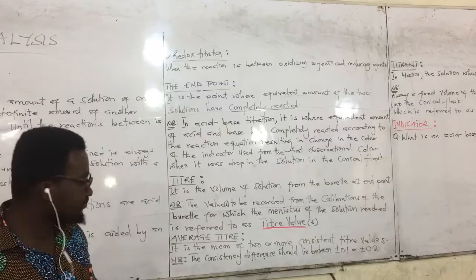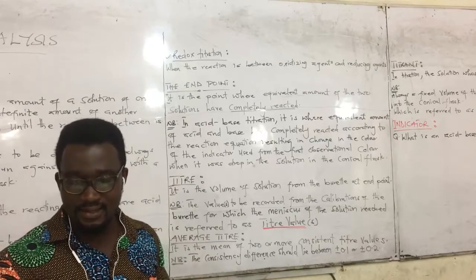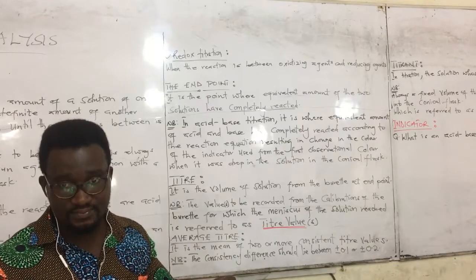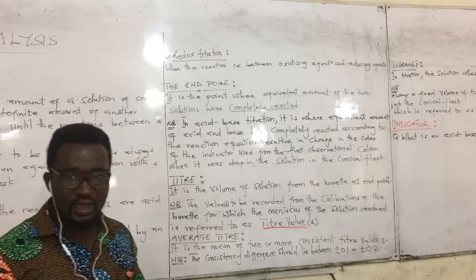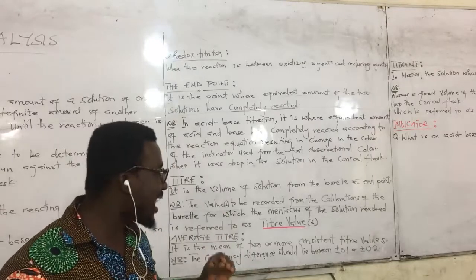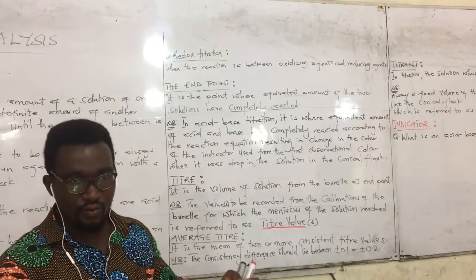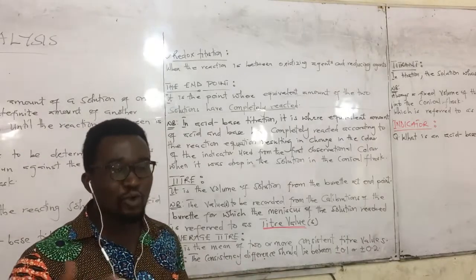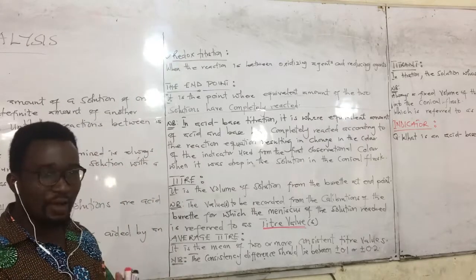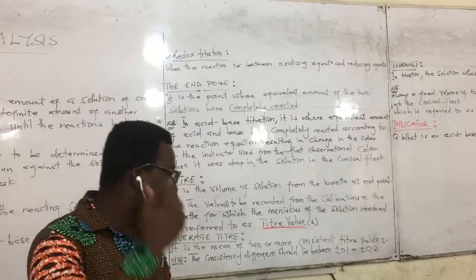Now, average titre. When we say average, we mean the mean of certain values. It can be discrete. So it is the mean of 2 or more consistent titre values. We have already explained that the titre values will be recorded in a specific way. When you have those values, you find the average of those values. We said it is the mean of 2 or more consistent titre values.